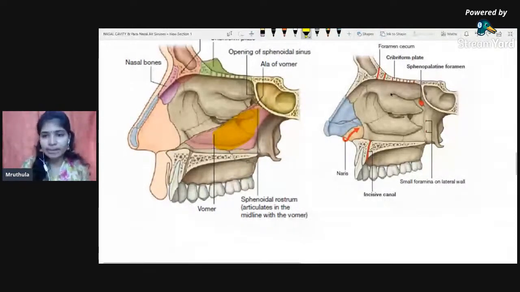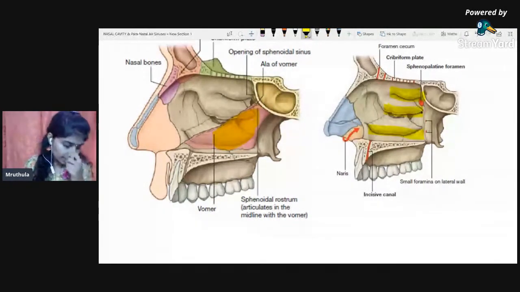We have 3 pairs, right? So on each nasal cavity we have 3: the superior, middle and the inferior. The superior and the middle are formed by the same bone. The ethmoid bone is the one which forms the superior and the middle turbinates, and the inferior turbinate is an independent bone, right? Just keep that in mind.